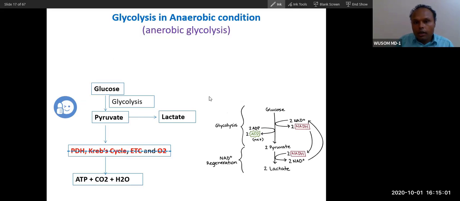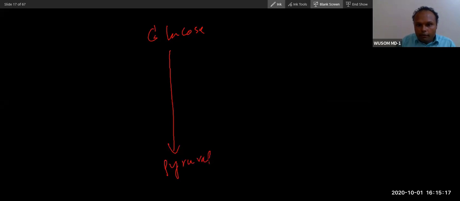See, anaerobic glycolysis is very important. Till now we have seen the whole glycolysis, glucose converting into pyruvate. But when this process happens in the absence of oxygen, what will happen?